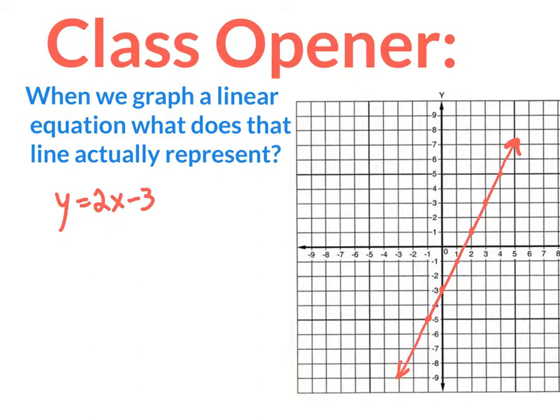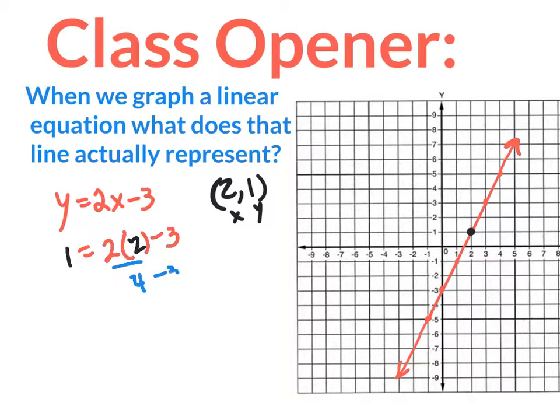Let's go to one of these points on this line. If you go to this coordinate right here of 2, 1, well, the 2 is your x value, the 1's your y value. It will work. If you plug in the 2 right here and the 1 right there, it'll be a true statement. Let me show you. 1 equals 2 times 2 minus 3. It'll work, right? Because 2 times 2 is 4. 4 take away 3 is 1. And the equal sign is there, and the 1's right there. So yes, 1 equals 1.